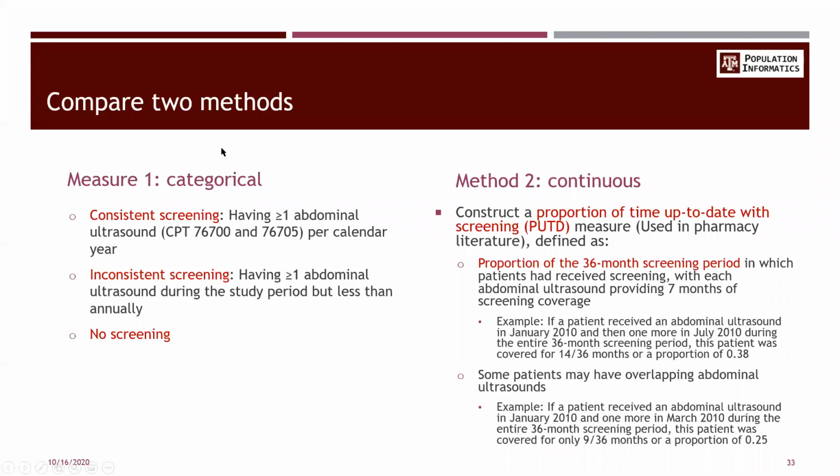So method 1 is what I talked about. That's in the literature. Method 2 is what we came to. It's called proportion of time up to date screening. This kind of approach is common in pharmacy literature, so we adapted it. And here's how this works. Again, I'm reminding everybody, this is looking for screening in the 3 years prior to diagnosis. In this case, the 3 years turns into 36 months.